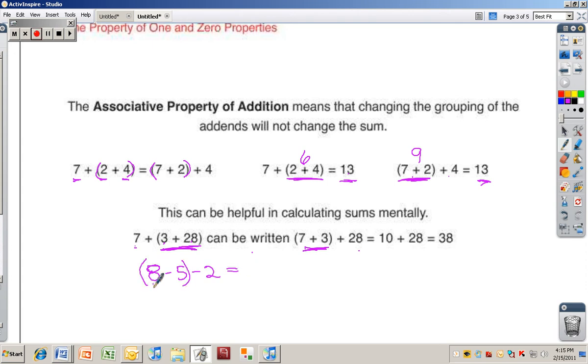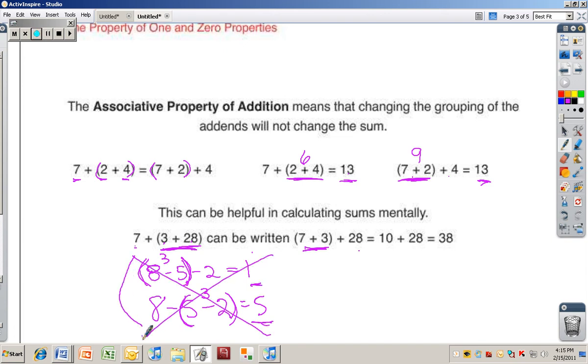8 minus 5, what if I put them right there? That's equal to 3. 3 minus 2 is equal to 1. What if I take those same 3 numbers and group this part first? 5 minus 2 is 3. 8 minus 3 is equal to 5. So you can see by changing the grouping or the association, I get a completely different answer. So the associative property does not work with subtraction.